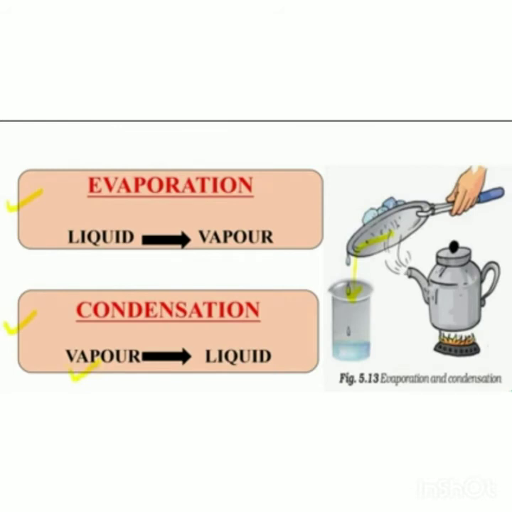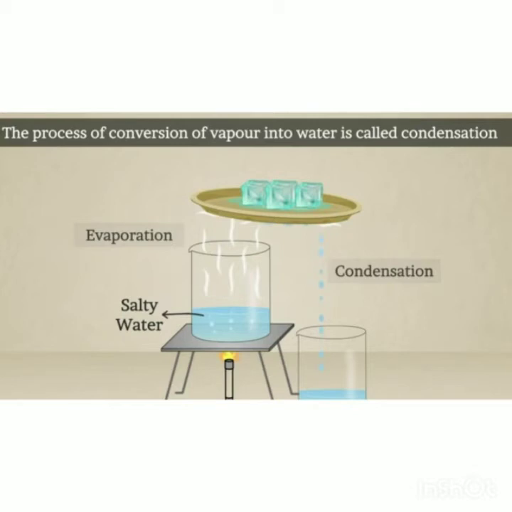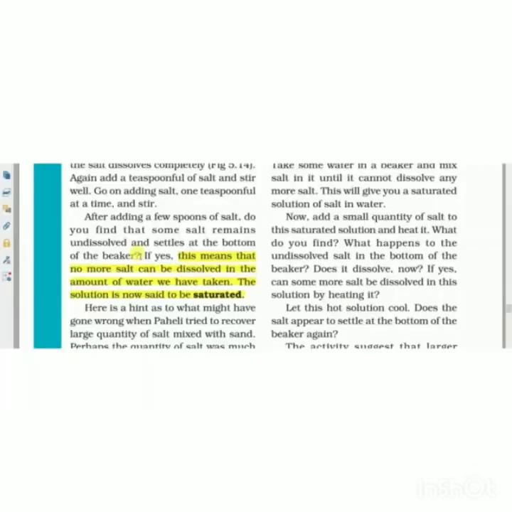Now condensation is the process of conversion of water vapor into its liquid form. Means vapor converts into liquid. This is called condensation. Now we will take another topic, that is saturated solution.